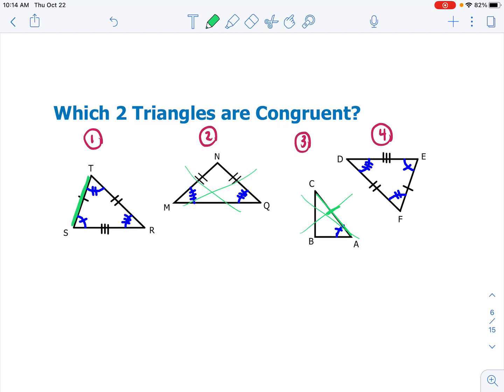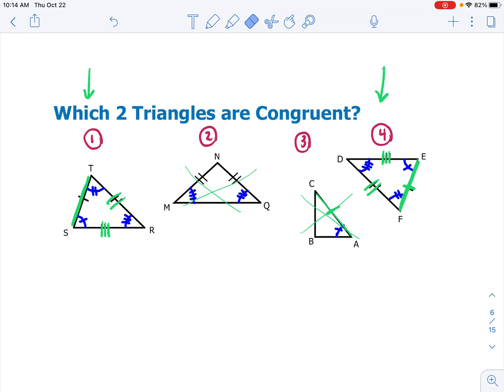But now if we looked at triangle 4, notice how we have a single tick mark here. And then we have 2 tick marks in number 1. We also have 2 tick marks on the sides in number 4. And then we have 3 tick marks on number 1 and 3 on number 4. And then we have a single, double, and triple tick mark angles. So we see that these 2 triangles, triangle 1 and triangle 4, are congruent.